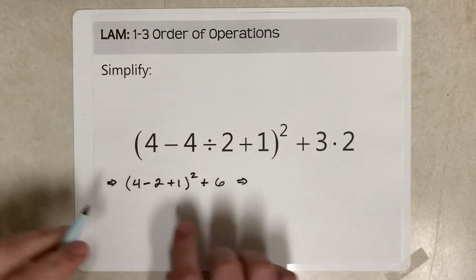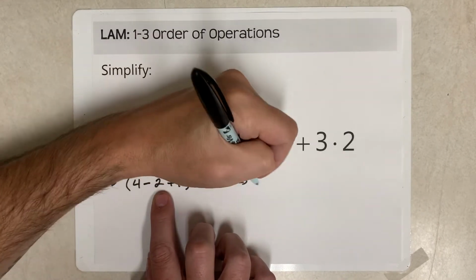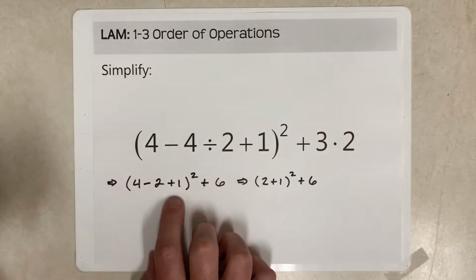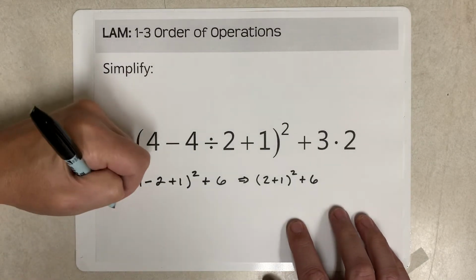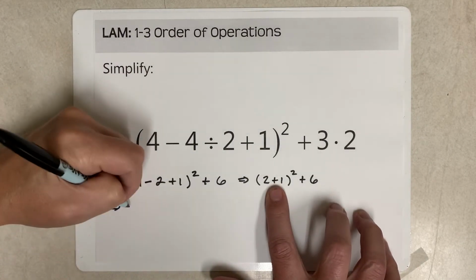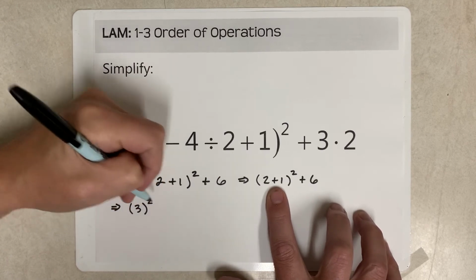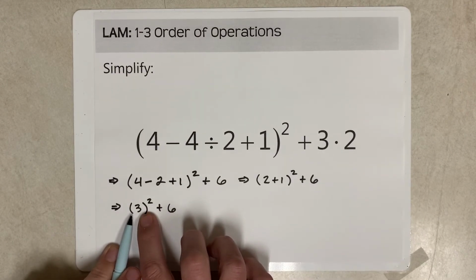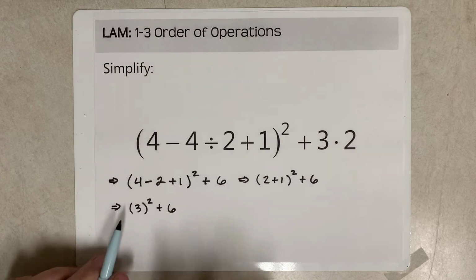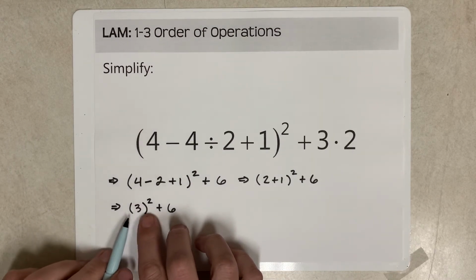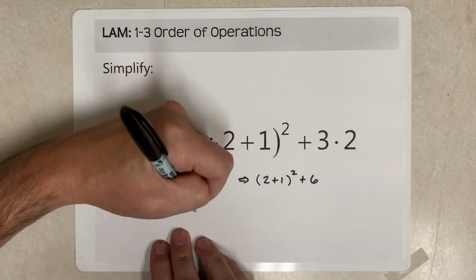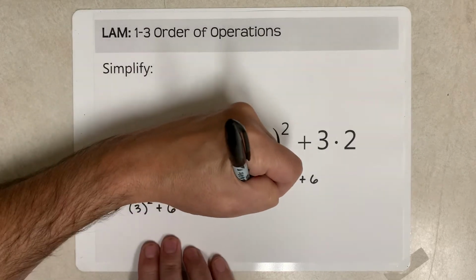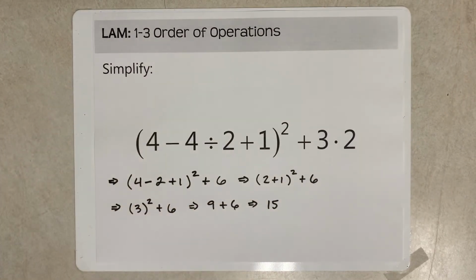All right, let's keep going inside the parentheses. 4 take away 2 is 2, plus 1, squared. Can't really do anything with that plus 6 yet. I got to hang on to that. So now let's go down again. 2 plus 1 is 3, squared, plus 6. I could have probably gotten away with not putting parentheses around that 3, but I'm in the habit of doing that. It's fine. If it was negative, you definitely would want parentheses around it. Okay, 3 squared is 9. 9 plus 6 should give us 15. And that's our final answer for that one.